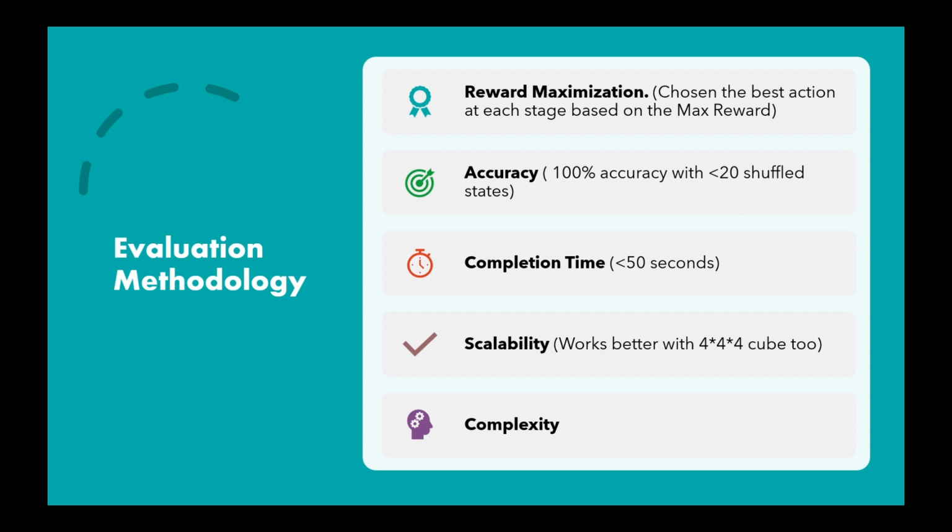These are the evaluation strategies we have used for our project. The best action is chosen based on the maximum reward of the state. Based on the number of shuffles, we have implemented a maximum of 20 shuffle states. It performed well and reached the goal state. The agent at most took 40 seconds to solve the cube and reach the goal state. The algorithm used is a simple model-free learning algorithm and works fine with the Q values.